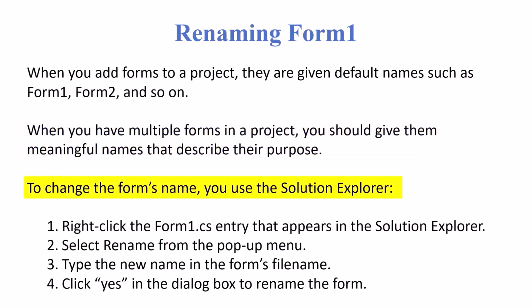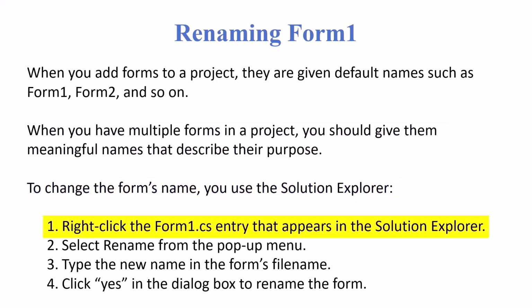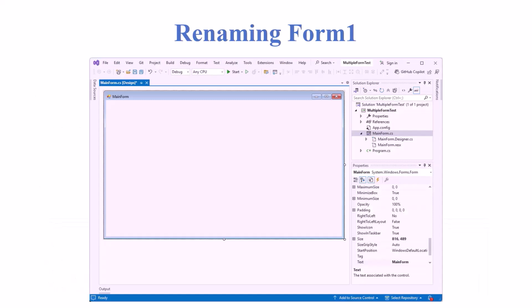To change the form's name, you use the Solution Explorer. You right-click on the Form1.cs entry that appears in the Solution Explorer. You select Rename from the pop-up menu. You type the new name in the form's file name and click Yes in the dialog box to rename the form. That's going to look something like this. We actually have Form1 renamed to Main Form.